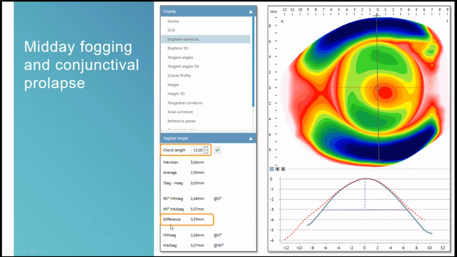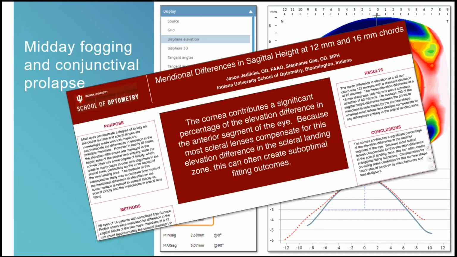If you look at the difference between the flat and the steep meridian, you can see that already at the point where the lens starts to land, you're talking about 390 microns of difference. And this is also what Jason Jedlicka presented in a poster at the last ESLS, that a lot of the toricity is already present near the limbus. He was using a 12mm chord. I prefer to use 13 because it's more related to scleral lens fitting, but the results are matching.